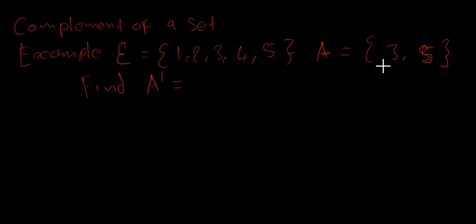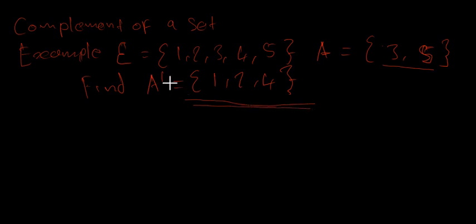So excluding these elements, but they are found in the universal set, what are these elements? We have 1, 2, and 4. These are not found in A. Basically this is how we are supposed to answer if we are asked to find a complement. They have told you not to select from A, but you can select from the universal set and the other sets.